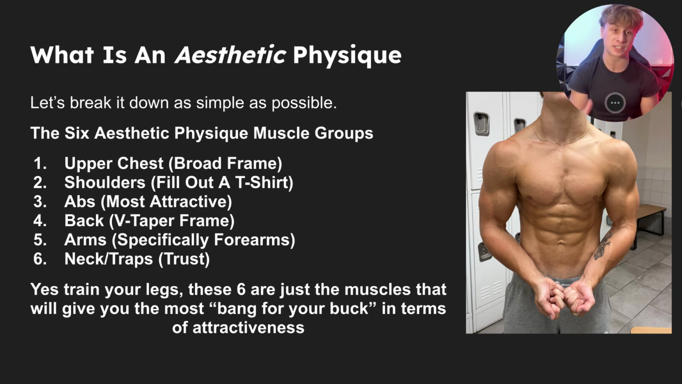Then you have your arms, specifically your forearms, right? That's what's going to show in a shirt, and that's what's going to really make it look like you lift. And then you have your neck and traps, right? Just trust me on this. These are literally going to be one of the most important muscle groups to develop to build an aesthetic physique. Okay. Yes, obviously you guys need to train your legs. These 6 are just the muscles that will give you the most bang for your buck in terms of attractiveness, and really building that physique that we all want to go after.